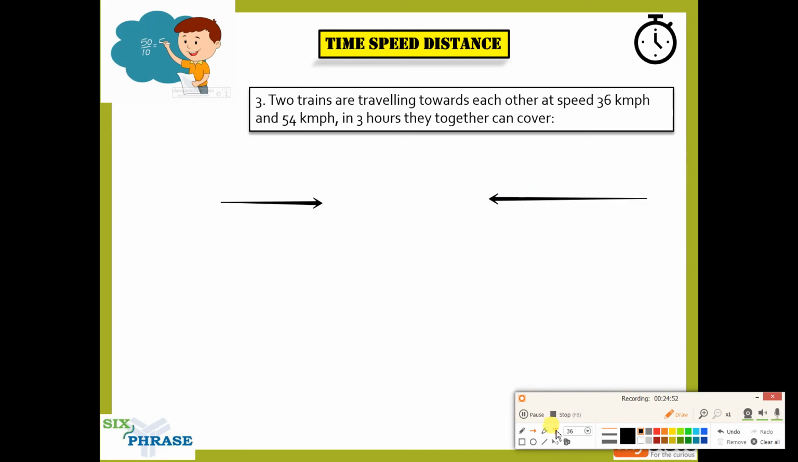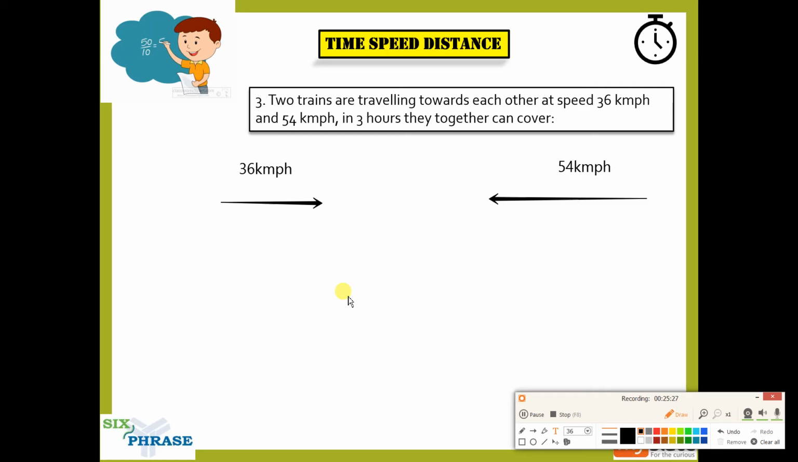Now train 1 is traveling at 36 kmph and train 2 is traveling at 54 kmph. They also say they're traveling towards each other. So what does it mean? It means you have to take their relative speed. Whenever two things are in motion, you take relative speed. Traveling towards each other means they are traveling in opposite directions. So in opposite directions, what will you do with the speeds?